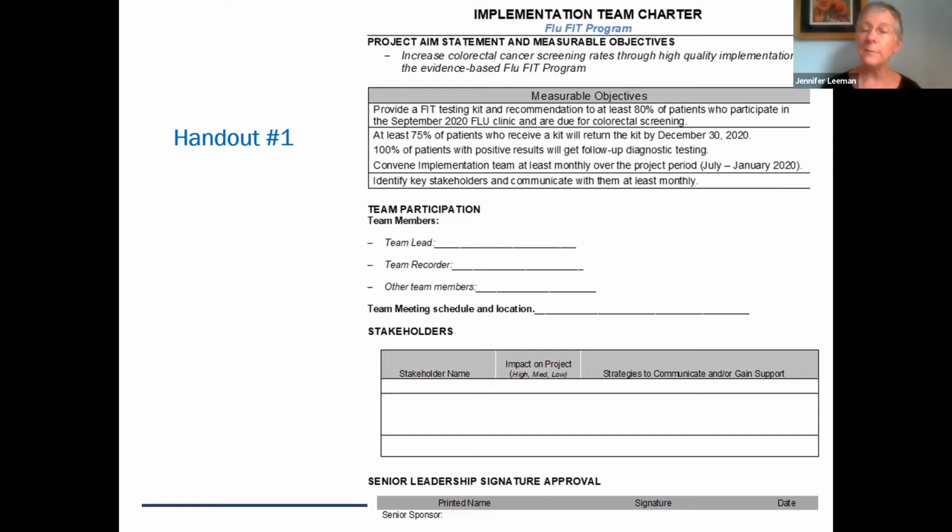And then at the bottom of the charter, you have a place for senior leadership to sign their approval. Senior leadership support is one of the factors that really contributes to the success of an implementation project. And this charter provides a simple way to inform senior leadership of what you're planning to do, how you're planning to do it, and to get them to formally recognize and endorse your work.